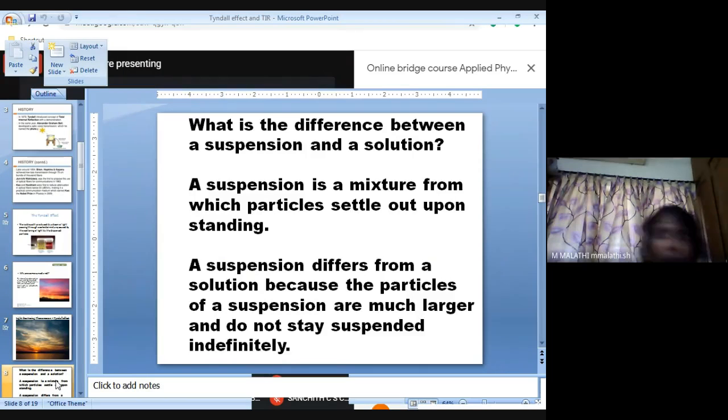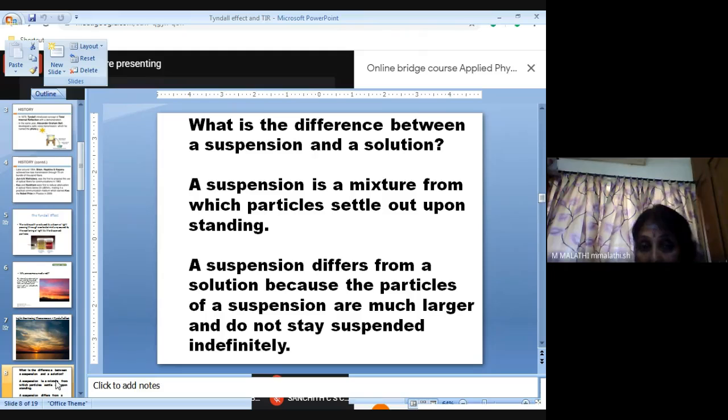The medium may be a solid, liquid, or a gas. But the Tyndall effect, mainly in the laboratory, is demonstrated with liquids only. This is how the Tyndall effect takes place. For the Tyndall effect to take place, the medium must have particles of a definite range. For that, we are going to see the examples of suspension, solution, and colloid.